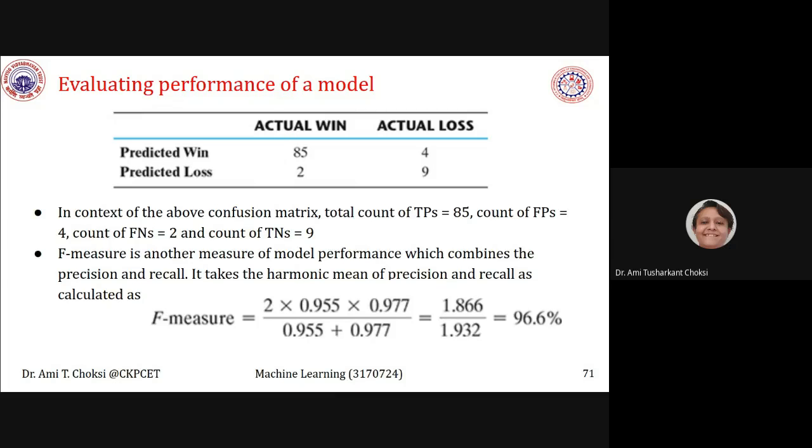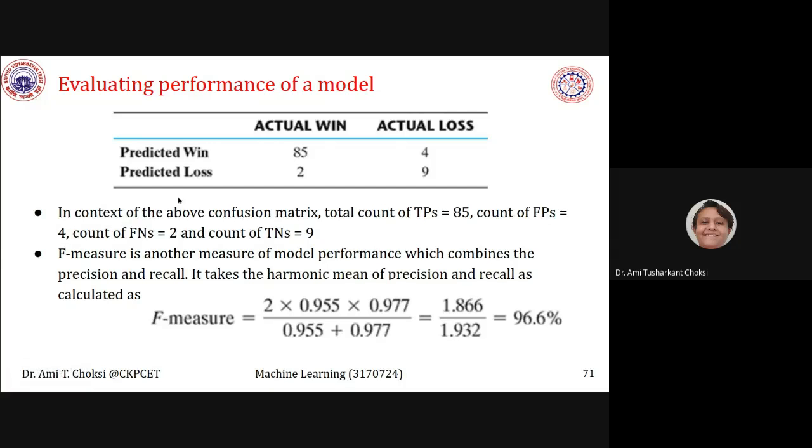Now the false positive. False positive means it is falsely predicting that it is win. Here the actual is loss, but it is falsely predicted as win. So this is called false positive. Falsely it is saying that win is there. So false positive is that, and that is equal to 4.